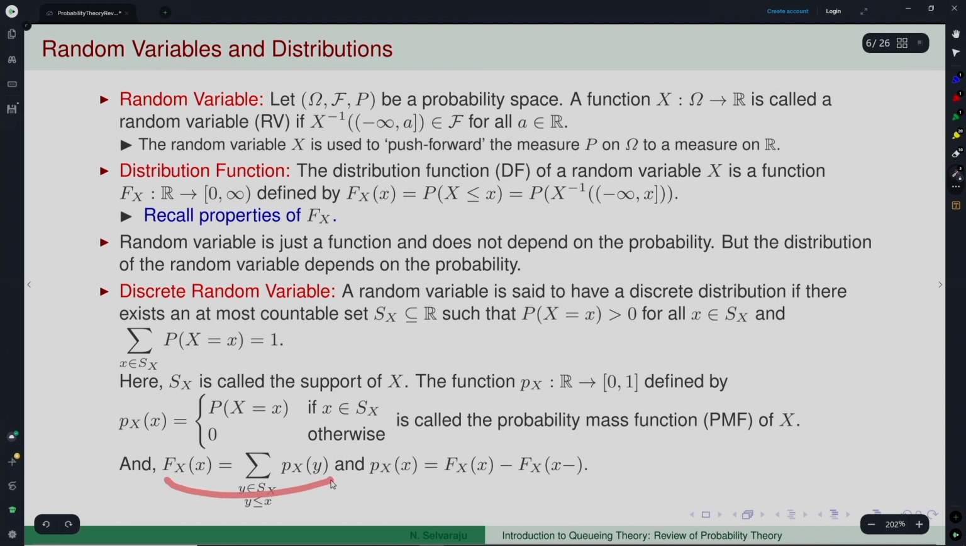The relationship between Fx and Px is given through this representation, and Px and Fx in the reverse way. So, as a whole, this line gives you the relationship between Fx and Px here.